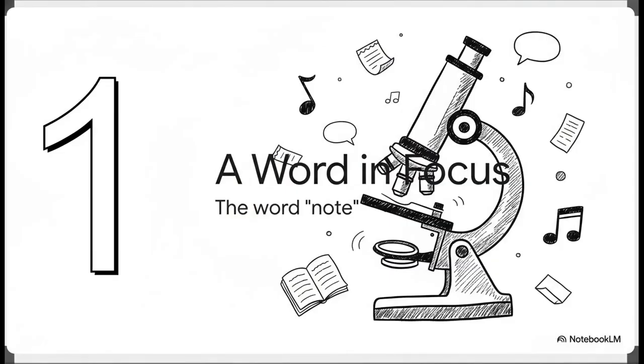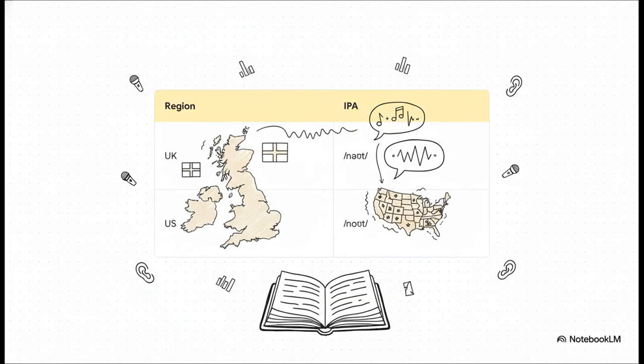Okay, so the word we're putting under the microscope today is note. It seems simple, right? But let's break it down and see what makes it powerful enough to be one of those core building blocks of a language. And look, right away you can see that even in a simplified dictionary, you don't lose the important stuff. We can clearly see how it's pronounced differently in the UK versus the US. This just goes to show you the goal is simplicity, not losing key information.